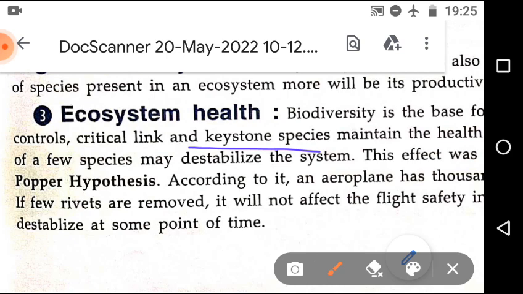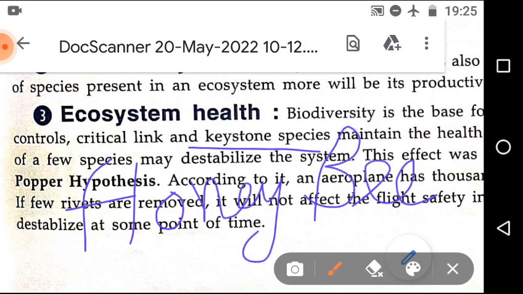Like the best example of a keystone species, if I say, you will be surprised, your honeybee. How can a honeybee be a keystone species? It's because I think you have heard somewhere on the internet, or you have learned from general knowledge, that if the whole population of the honeybee gets extinct, then humans will also die.